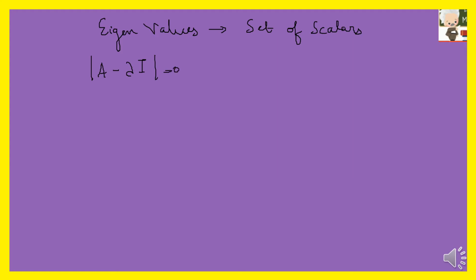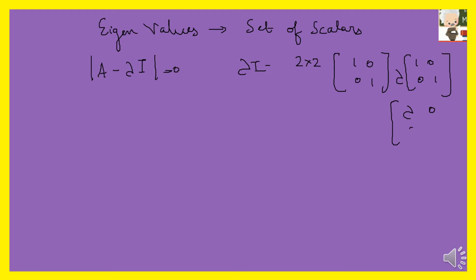is equal to 0. Here lambda I, if you have a 2 cross 2 matrix, then your identity matrix is [1 0; 0 1], which I can write as lambda into [1 0; 0 1]. Then this would be [lambda 0; 0 lambda], right? If it is a 3 cross 3 matrix, then you have to write the identity matrix for 3 cross 3 and multiply it with the lambda value. And A is your matrix.